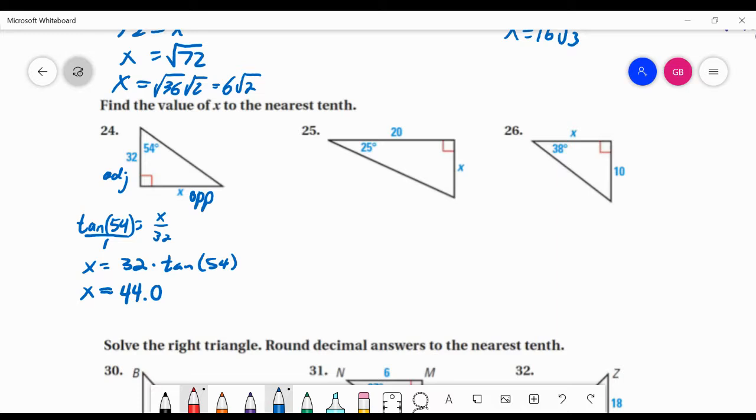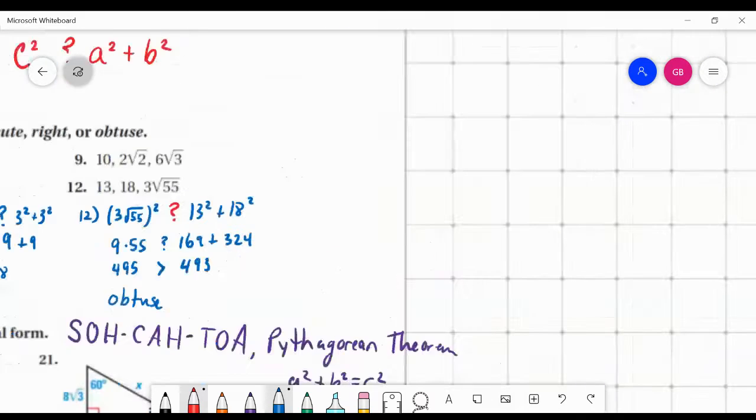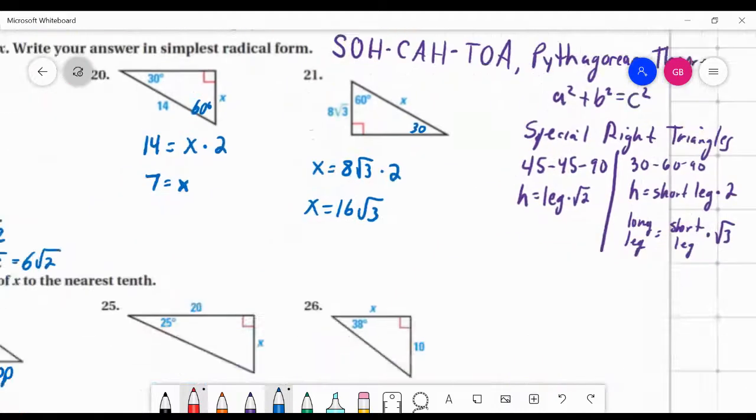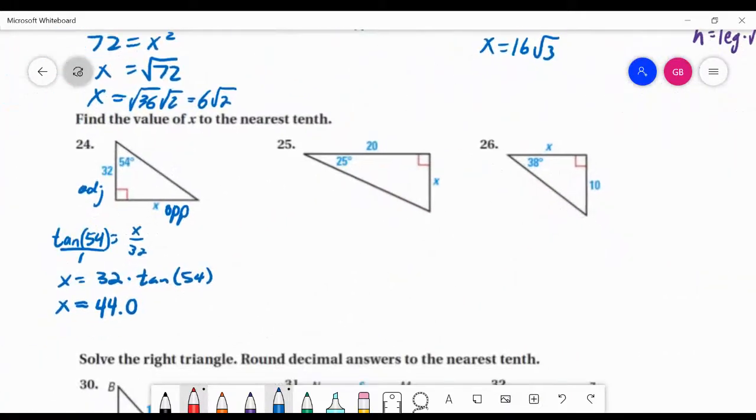For 25. Okay, so we have the 25-degree angle. Okay, we have opposite, and we have adjacent again. So the tangent of 25 would be x over 20. Again, we're going to cross multiply. So x is equal to 20 tangent of 25. So it's going to be 9.3.